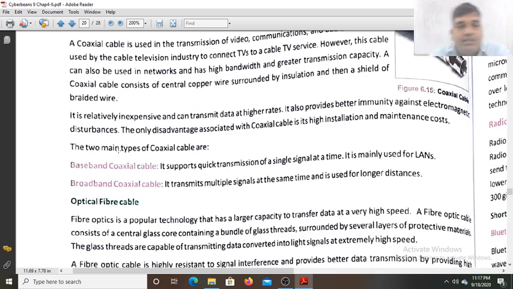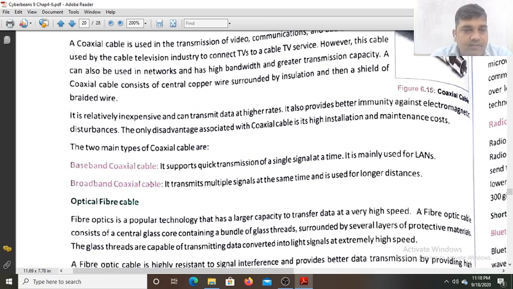Now the two main types of coaxial cable are the baseband coaxial cable and the broadband coaxial cable. The baseband coaxial cable supports quick transmission of a single signal at a time. It is mainly used for the LAN, the local area network. And the broadband coaxial cable transmits multiple signals at the same time and it is used for longer distances. So we use it in the WAN, wide area network.